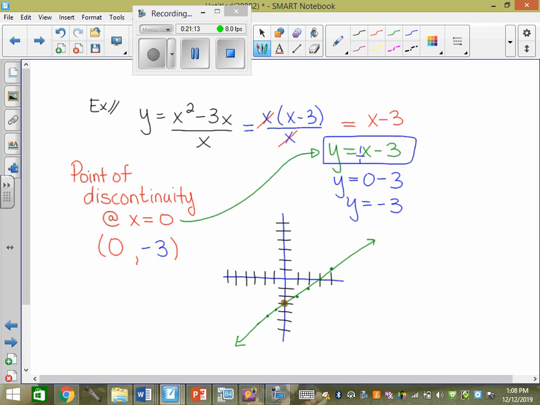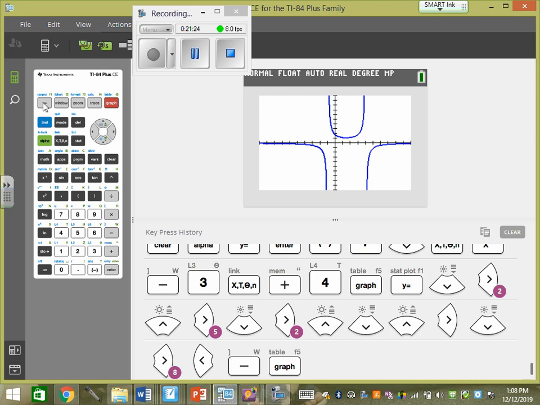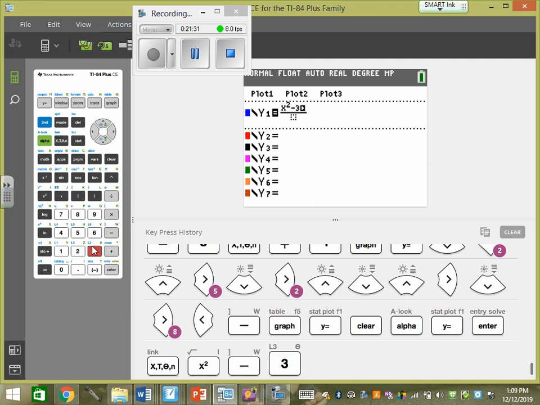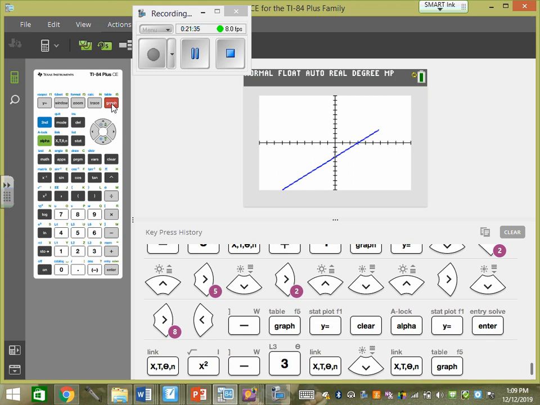Okay? So if you want to see what the actual graph looks like of the original, you type in the original. So go type in x squared minus 3x over x. Alpha y equals enter. So x squared minus 3x over x. And I press graph. And wait, I still get a line. And then you guys don't spot the open dot because if you have an older calculator, you can't see it. And if you have a new calculator, you're so zoomed out, you can't see it.